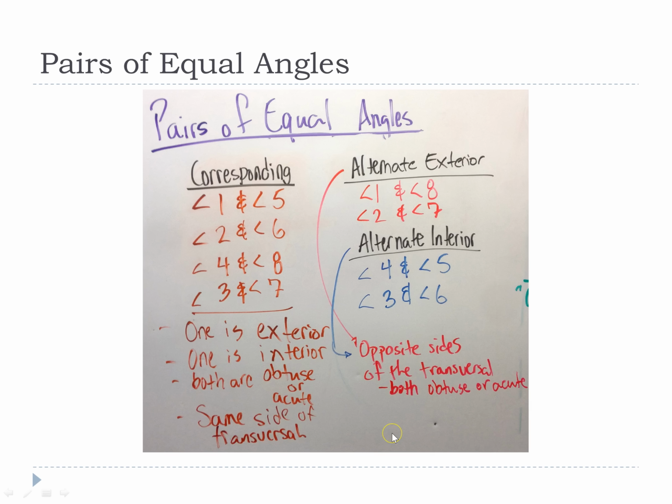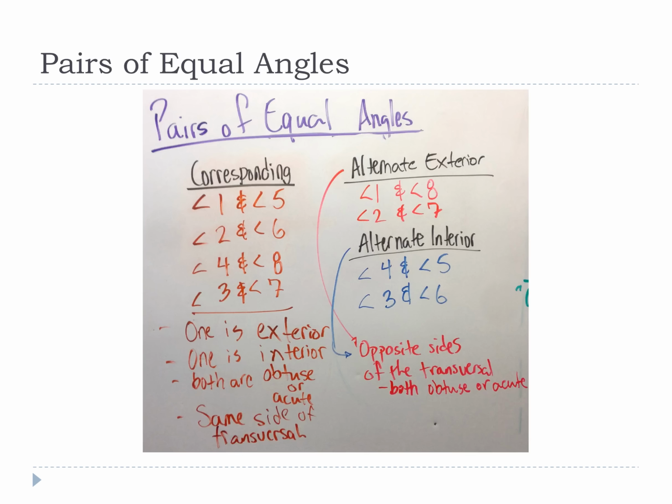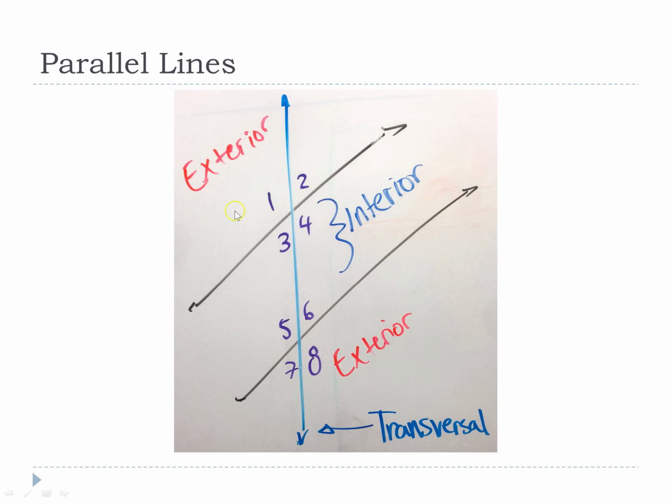All right, so let's take a look at the vertical angles. 1 and 4, 6 and 7, 2 and 3, 5 and 8. They are kind of connected and directly across from each other. So let's take a look at what I mean. 1 and 4, 2 and 3, those are vertical pairs. 5 and 8 is a vertical pair, and 6 and 7 is a vertical pair. So if we look just at 1, 2, 3, and 4. All right, 1 and 4.